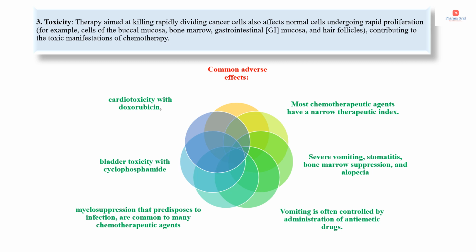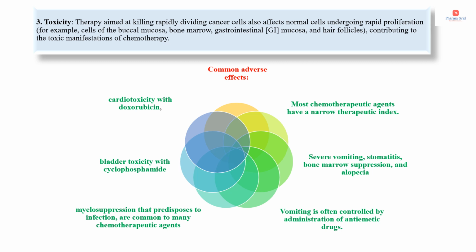Toxicity. Therapy aimed at killing rapidly dividing cancer cells also affects normal cells undergoing rapid proliferation, for example cells of the buccal mucosa, bone marrow, gastrointestinal mucosa, and hair follicles, contributing to the toxic manifestations of chemotherapy. Okay, so this is one of the most important disadvantages of chemotherapy. That is, along with the abnormal cells, these chemotherapeutic drugs also affect the normal cells undergoing rapid proliferation.